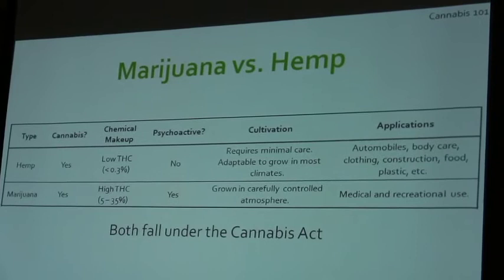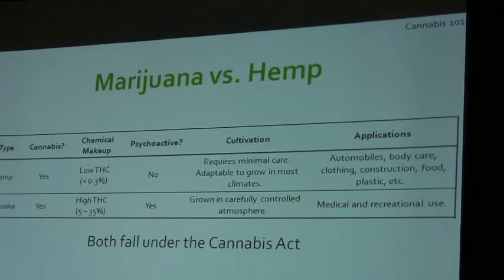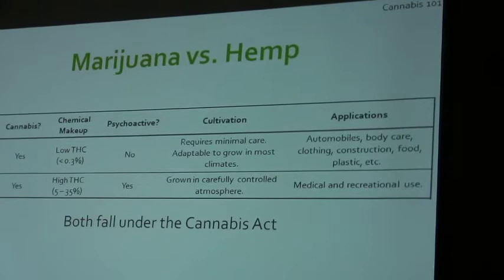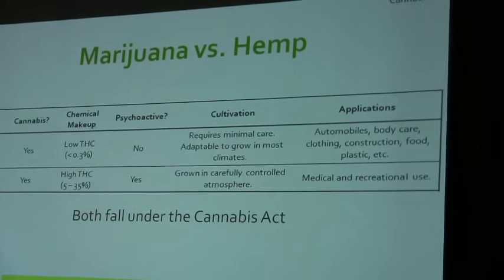The biggest difference, though, between these two species, when we look at cannabis as marijuana, the more drug-oriented one, and hemp, has to do with the chemical makeup. THC is the psychoactive drug within cannabis, and you can see with hemp, it's usually held at a threshold of less than 0.3%. Anything above that, marijuana, 5 to 35% is typically the levels that you can start to observe there.